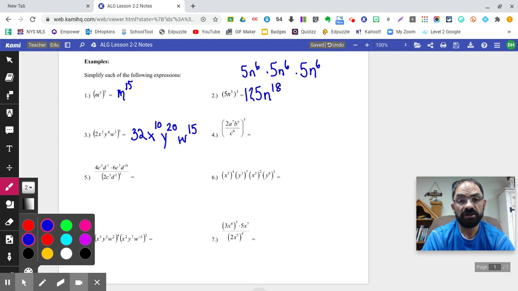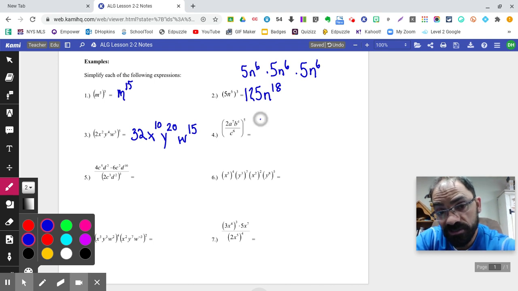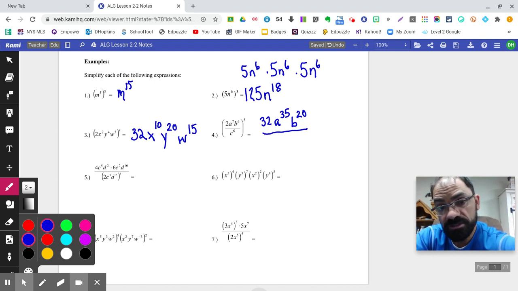Okay, same with the fractions. Again, we have 2 to the 5th power in the top. So that is 32 as we just did. 7 to the 5th power. So let's see here. A to the 35th. And b to the 20th. All over c to the 30th.